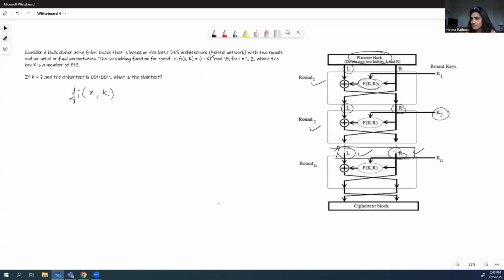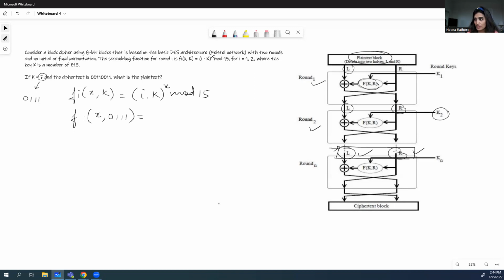Here in this function, what is done is that it takes x and k, and it is i times k to the power of x modulus 15. That is what the function given to us is. So f_1, which is like these two functions. For round number 1, we are given a function of x along with this key, which in this case is 7. If we take the binary of this 7, it is 0111.